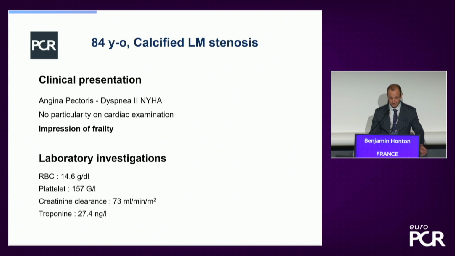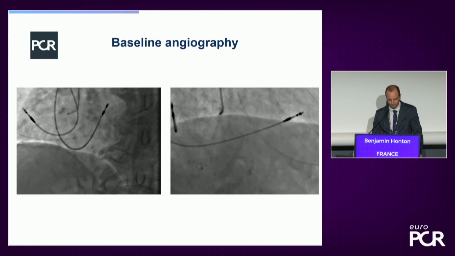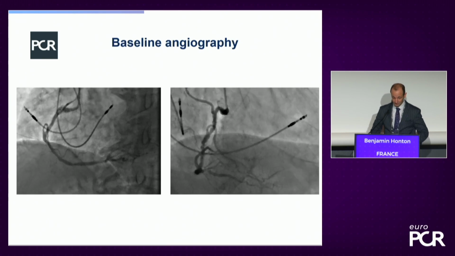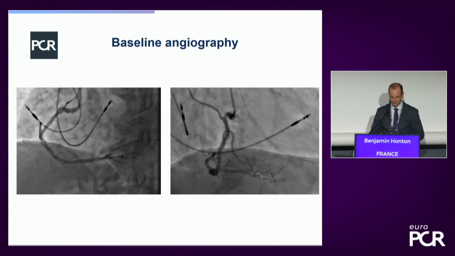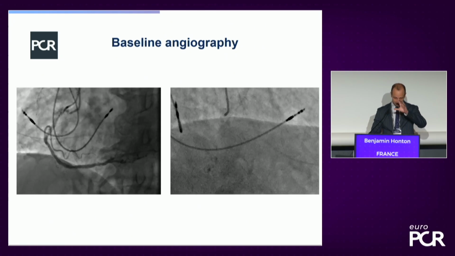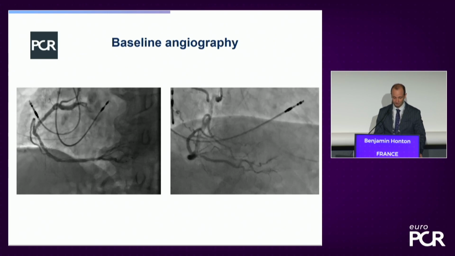The clinical presentation is quite poor, but he gives an impression of frailty, this 84-year-old, with no abnormality on the lab test. You can see the ECG is with a permanent electrostimulation, and there is no abnormality on the transthoracic echography, with a normal left ejection fraction. The right coronary is dominant, and you can see there is no tight stenosis, but a diffuse infiltration. Before the injection, you can see this important amount of calcium in all this right coronary artery.